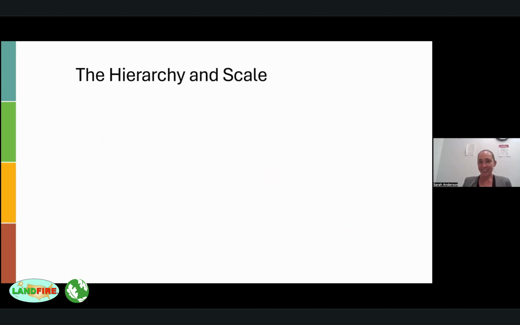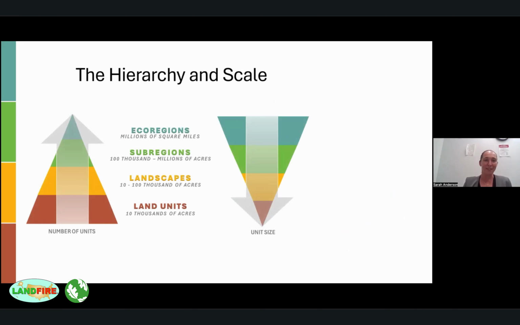So hierarchy and scale, my favorite thing to talk about. And so hierarchy broadly can be grouped into four big size classes, you can think of it. At the very broadest of scales, we have ecoregions.